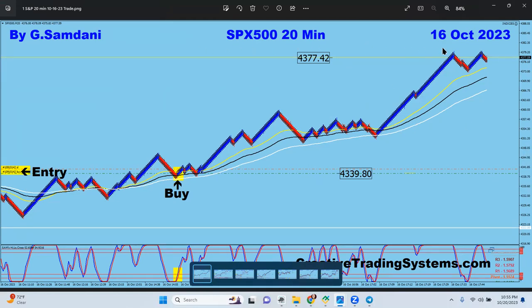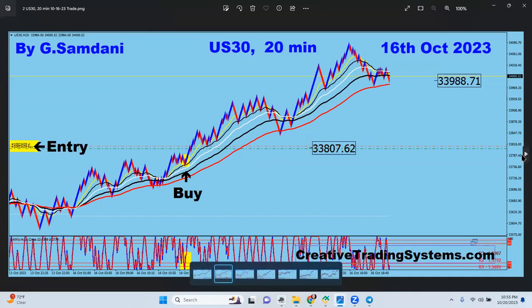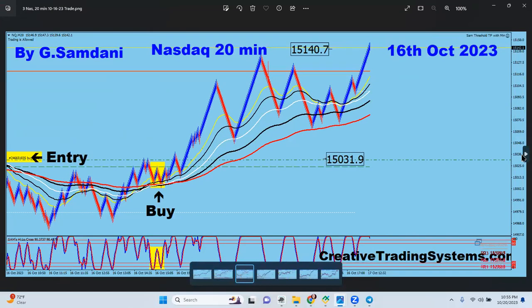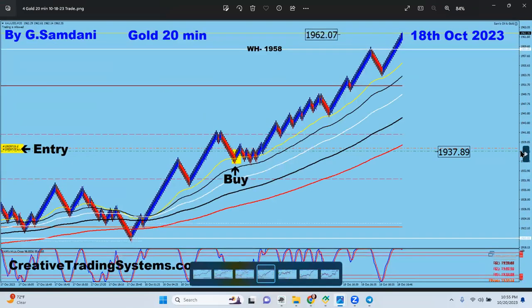This one is S&P 516. This is a nice, beautiful trade, right? And this is on the 16th, US30 going to the upside. This is Nasdaq going to the upside on 16th October. And then I have this gold on 18th October.